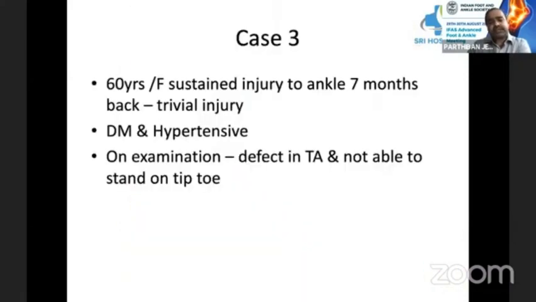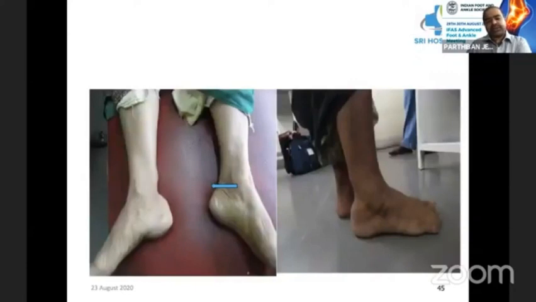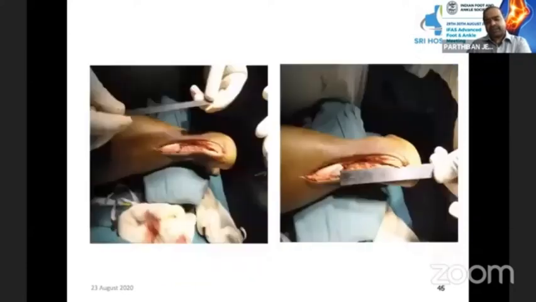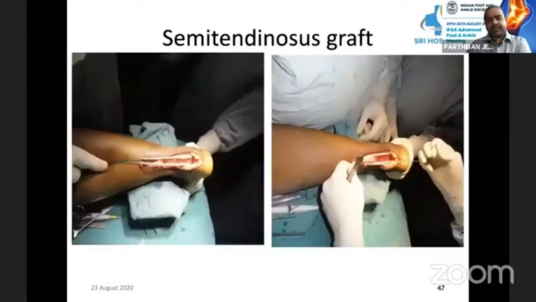Case 3, this is a 60-year-old female who sustained a trivial injury to the ankle 7 months back, diabetic and hypertensive. On exam, defect in tendoachilles and not able to stand on tiptoe. You can see the right ankle there. There's a defect. After debridement, yes, this is a semitendinosus graft which was harvested and brought down and fixed.